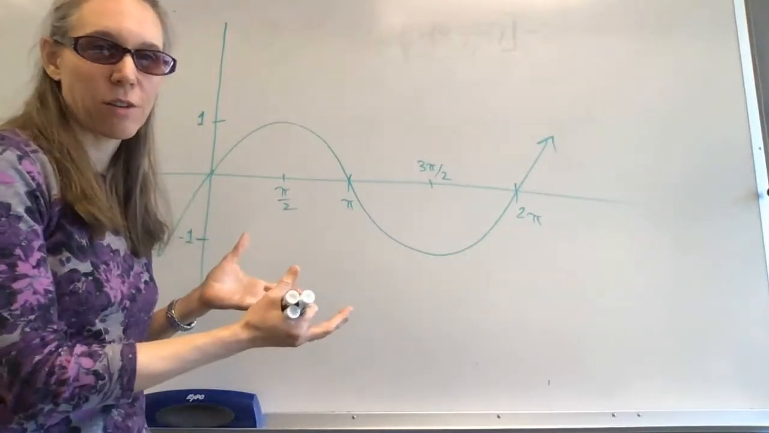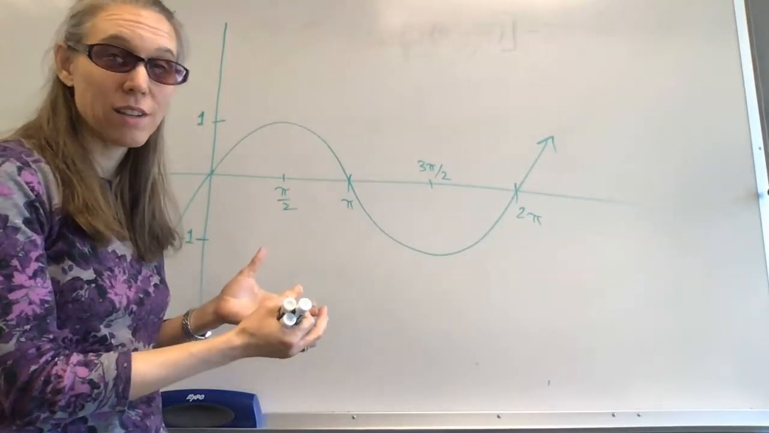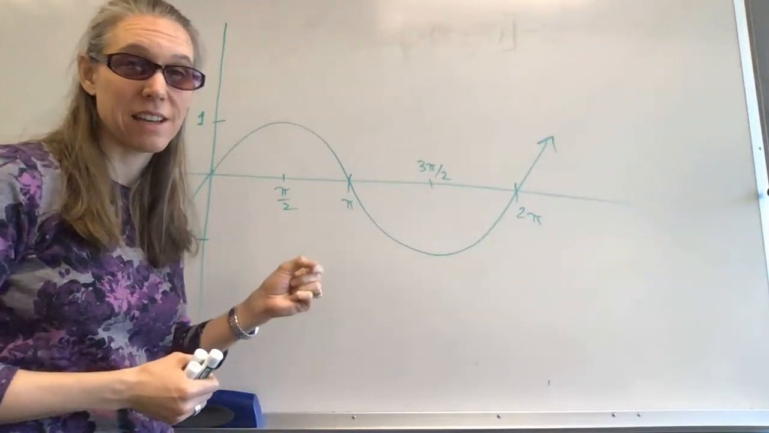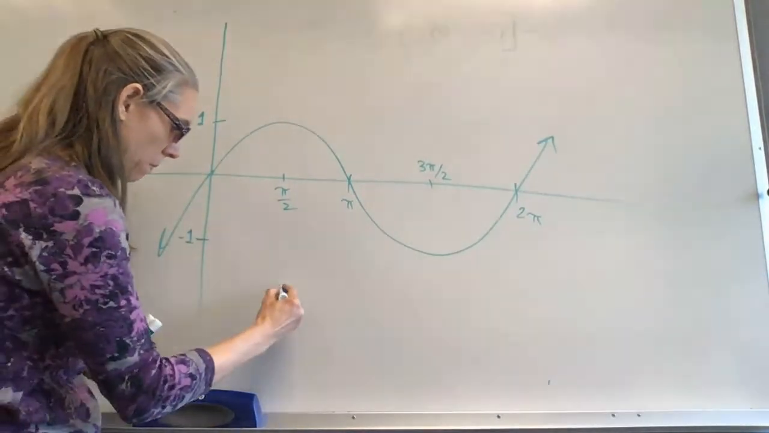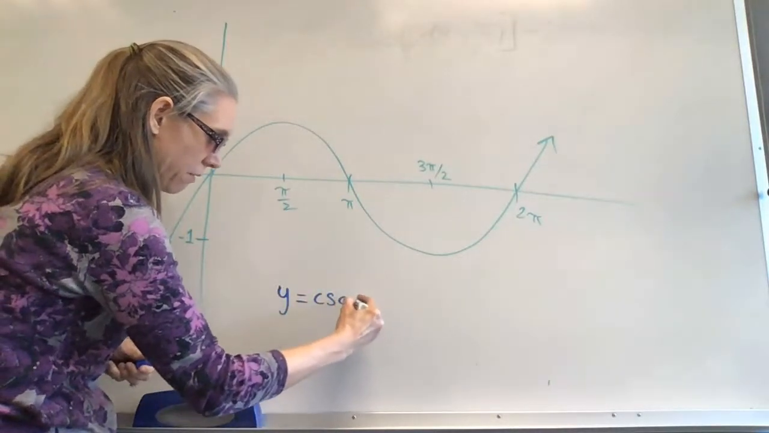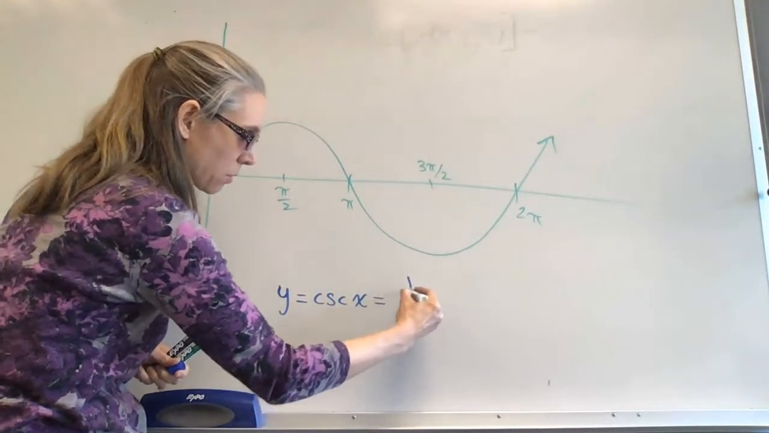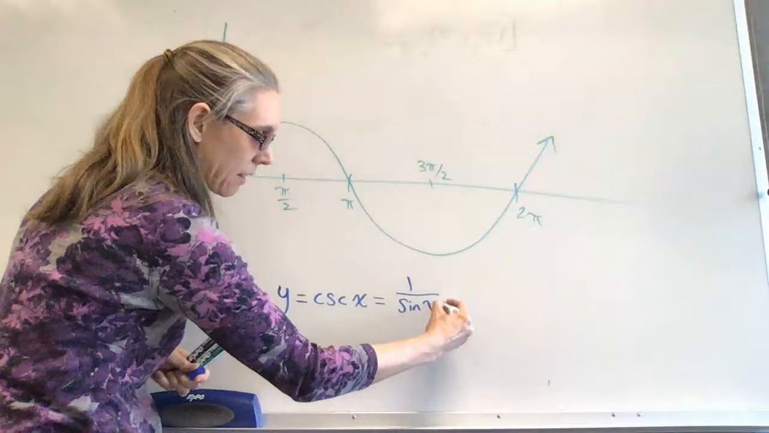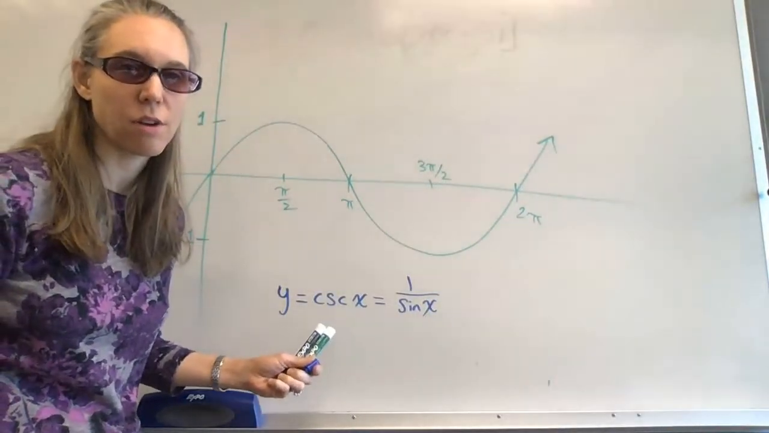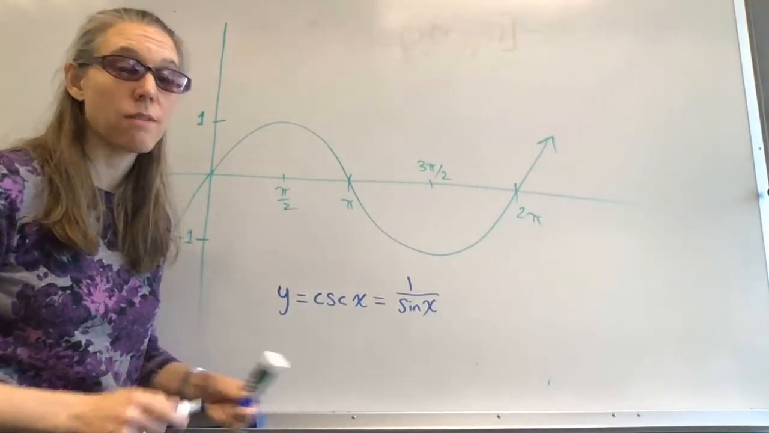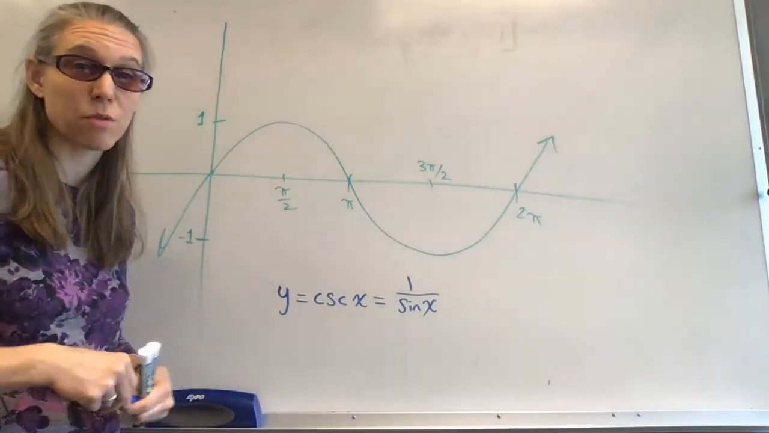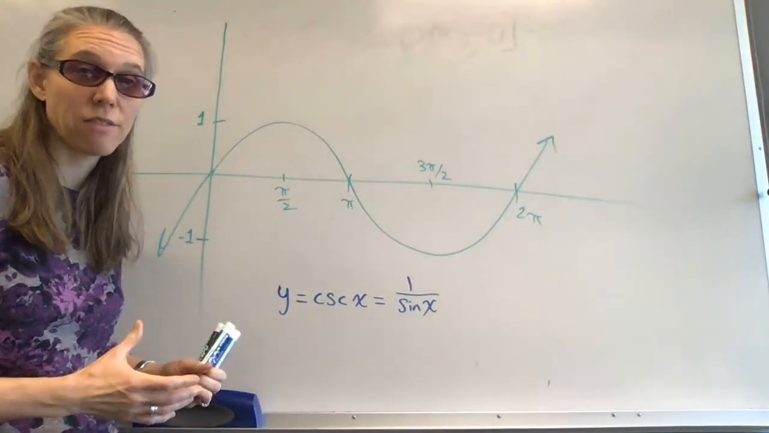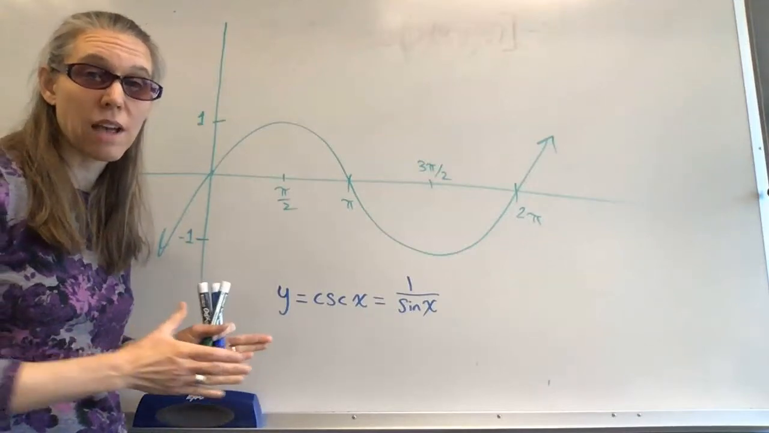Alright, here I have a graph of sine. What is the reciprocal of sine? The reciprocal of sine is cosecant. So the cosecant graph is the reciprocal of sine. That means that the cosecant graph will be undefined wherever sine is equal to 0. So the first step of graphing a cosecant graph is to put asymptotes wherever sine is equal to 0.